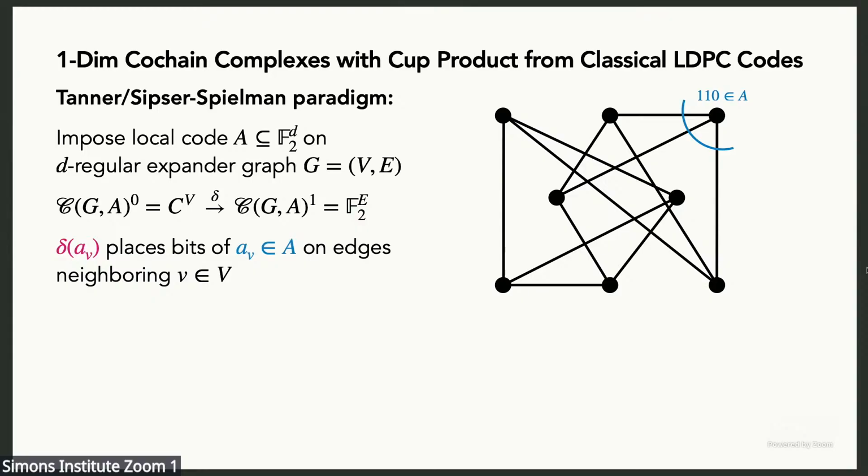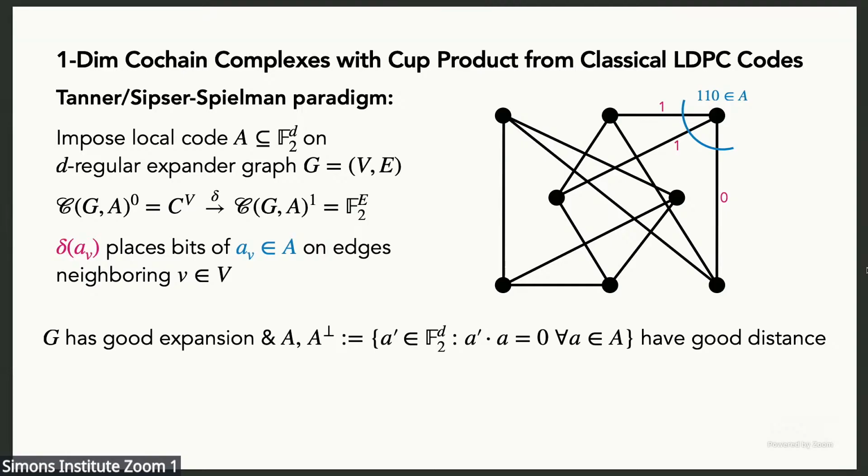If we have some level 0 cochain, which is a local code word at some vertex, the coboundary map just maps the bits in this local code word to the edges incident to that vertex. It just spits out the bits in the local code word. And it was shown by Sipser and Spielman that if the graph G has good expansion and both A and its dual code have good distance, then the classical LDPC code given by the kernel of this coboundary map has good distance.